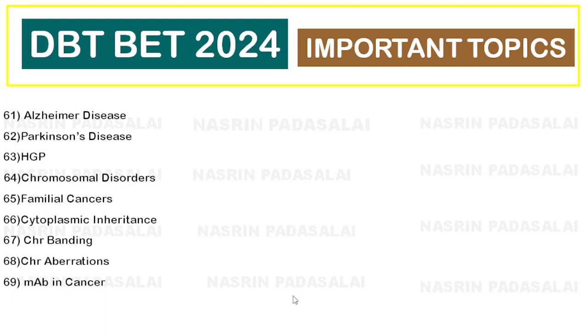Next is monoclonal antibodies that are currently employed for the therapeutics of cancer. Like which monoclonal antibody is commercially being given for breast cancer patients, you need to know the generic name and the trade name. Next is immune rejection in transplants like xenograft, isograft, allograft, like that.